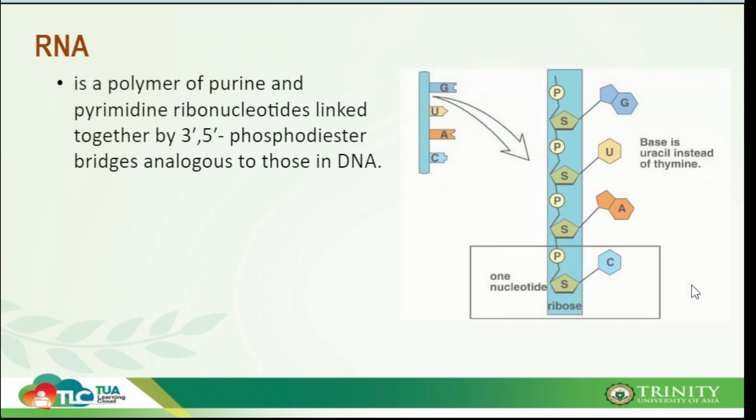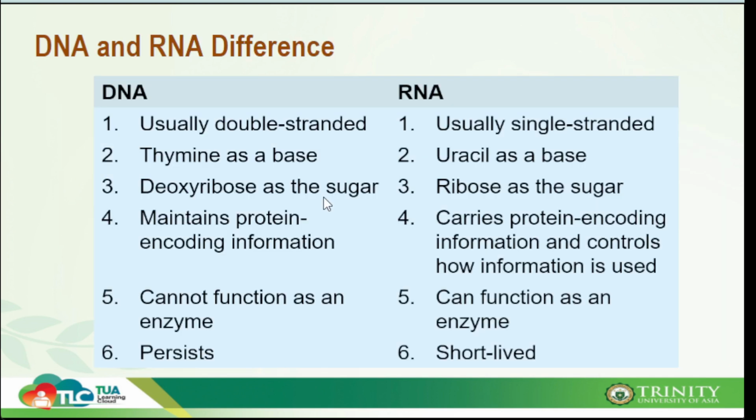Next, we have RNA. So RNA is actually a polymer composed of purine and pyrimidines attached to a ribose sugar, di ba? And they are linked together by a 3' to 5' phosphodiester bridge or bond. Okay? So, here are the differences between DNA and RNA. Be able to memorize this. I think there are 2 or 3 questions about this in your prelims.